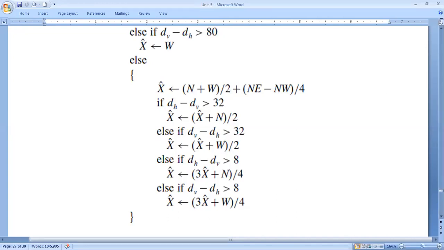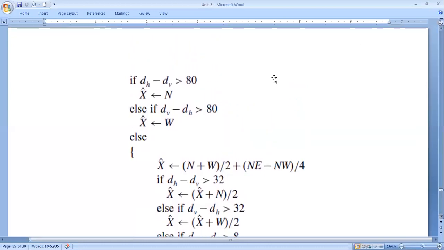It means there are three cases. First case: if the dh value is much higher than the value of dv, then we will encode the value of x with the value of north. Second case: if the value of dv minus dh is greater, or we can say if the value of dv is much more than the value of dh, then the x value will be encoded as the west value.